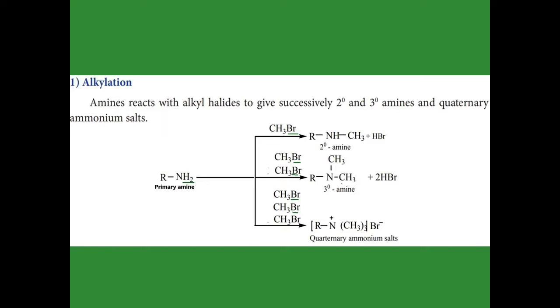The nitrogen containing the lone pair of electrons, that lone pair is given to bromine, so nitrogen becomes positive in character. The positive character attracts the bromine, so we get RN(CH3)3 plus and Br minus. Here 2 moles of HBr are left out, so the remaining CH3Br only are attached to the RNH2, so that we get the quaternary ammonium salt.